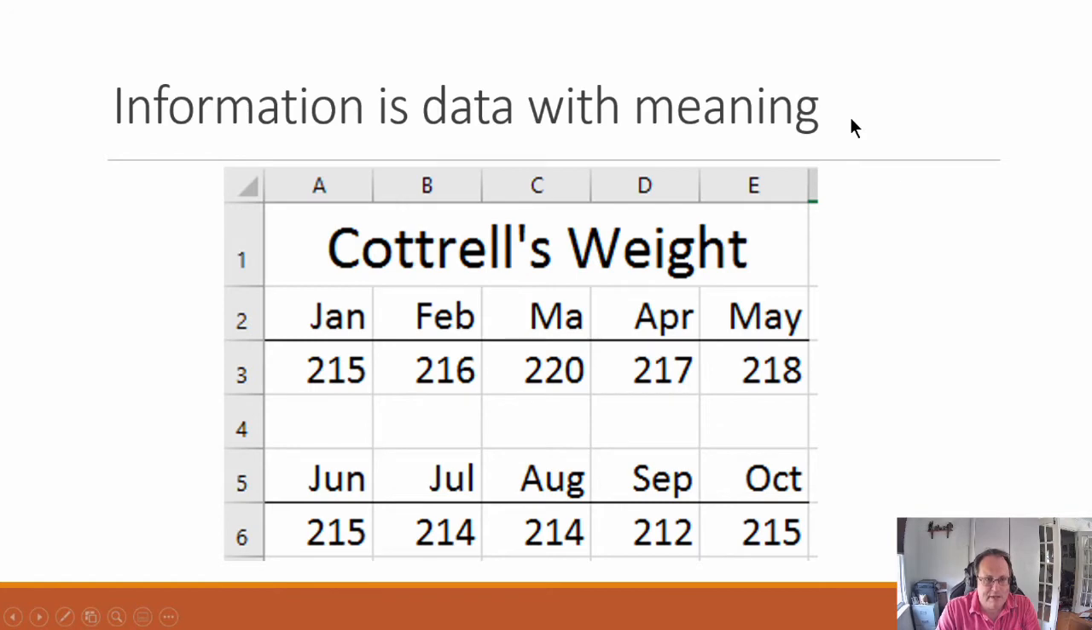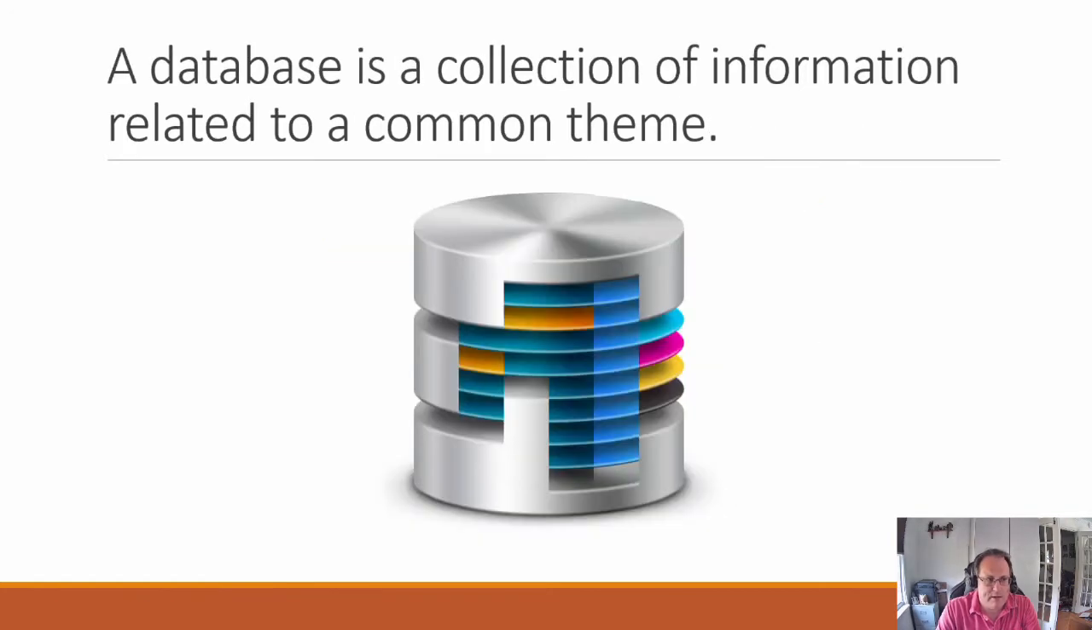So let's move this into the database world. A database is a collection of information related to some common theme. They can be stored in one or many files. They'll all be based on the same data. So the example I'm going to use throughout much of this lecture is going to be a weight loss database. So my weight loss database will be my theme. I'll have customers, amount of weight if someone's lost, trainers that are working with them. That's all related to a common theme.